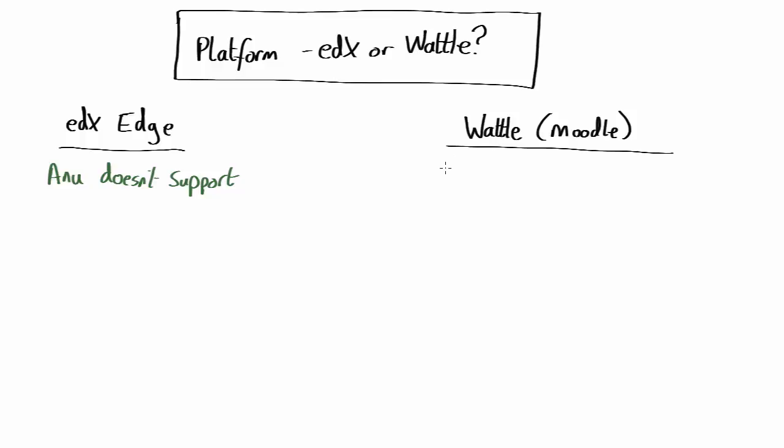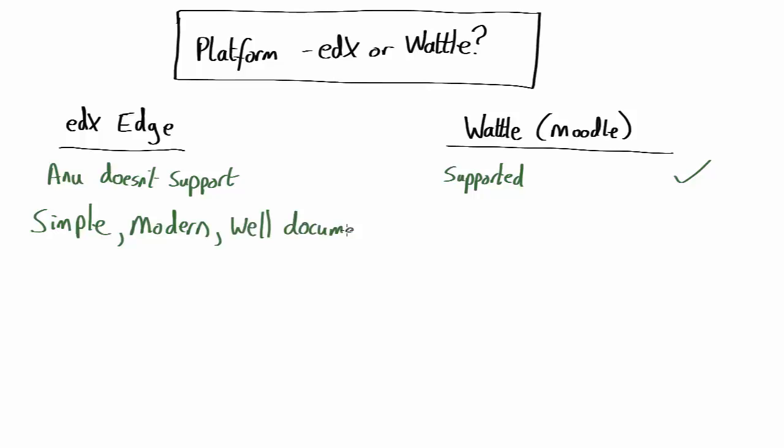Wattle, on the other hand, is supported centrally. I'd say this is less of an issue than you might think, because edX is much easier to use than Wattle, so you can learn it yourself, and we here in physics and the other people who've used it will be happy to support you in it. So that's an advantage for going with Moodle. edX Edge is simple, easy to learn, modern, and well documented, very well documented. Wattle is none of those things.